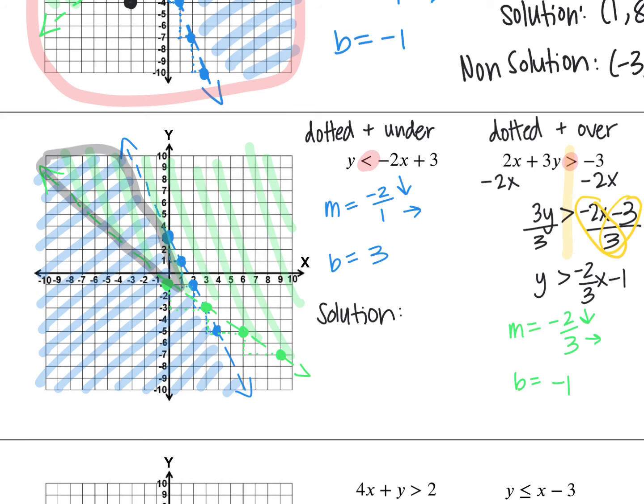So for example, a solution to this system would be the point (-5, 6), which would be right about here. So a solution would be (-5, 6). A non-solution, which again is anything that's not in that cross section, would be something like (6, 3). Even though it's in the green shaded area, it's not in the green and blue shaded area, and that's where we want our solutions to be. So (6, 3) is not a solution.